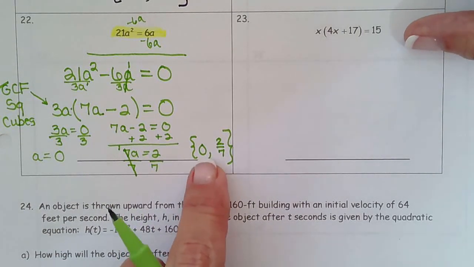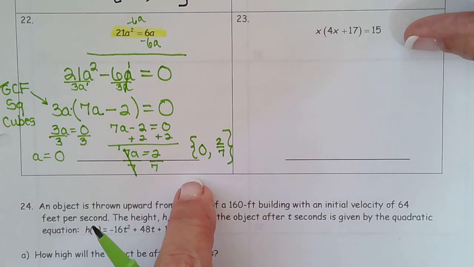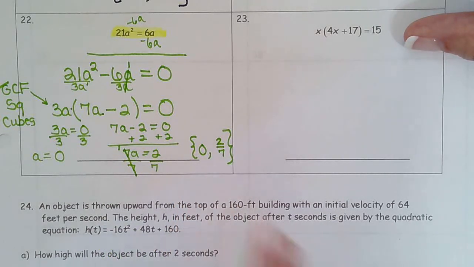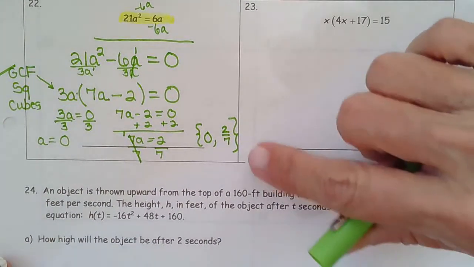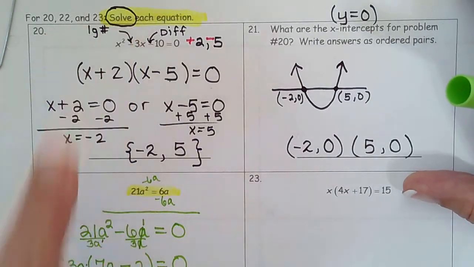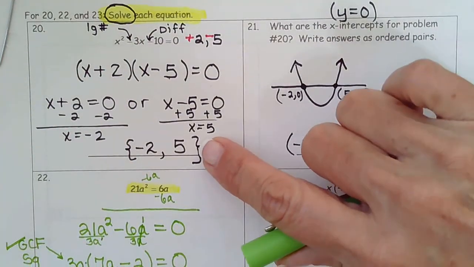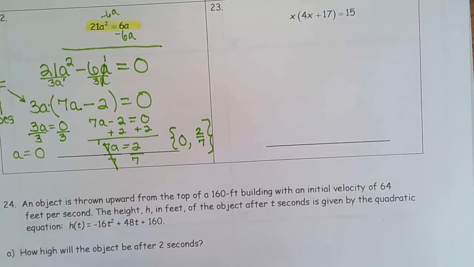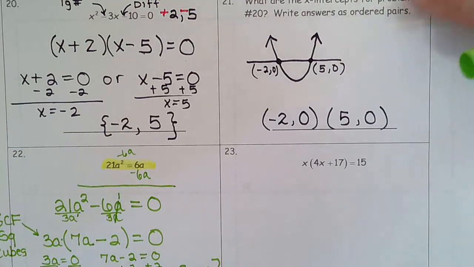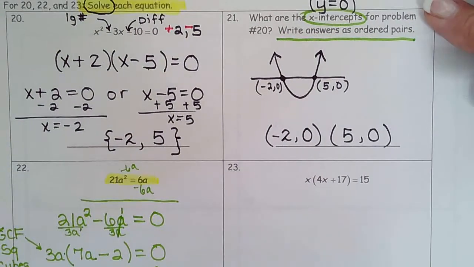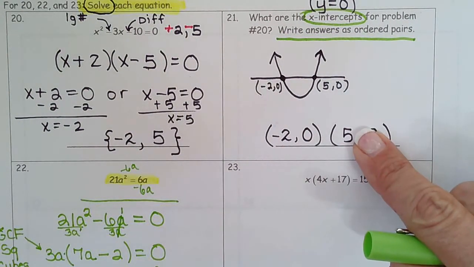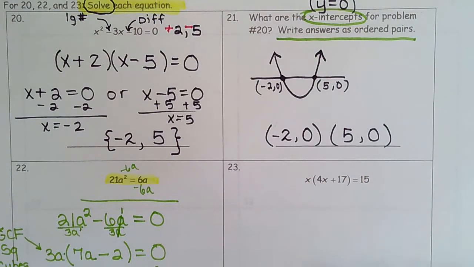So that means that parabola is really, really, really skinny. It crosses at 0 and 2/7, which are right next to each other on the x-axis. This one didn't ask us to write it as an x-intercept. It just said solve. 20, 22, and 23 just said solve. So that means they only wanted this when they say solve. This one said write your answer as ordered pairs. That's why we went the extra step. It wanted the x-intercepts. It didn't just want the solutions. So those are the solutions. Those are the x-intercepts. This is a solution.